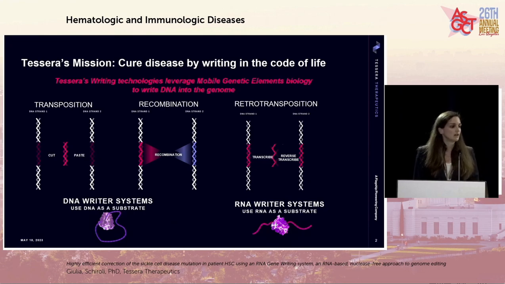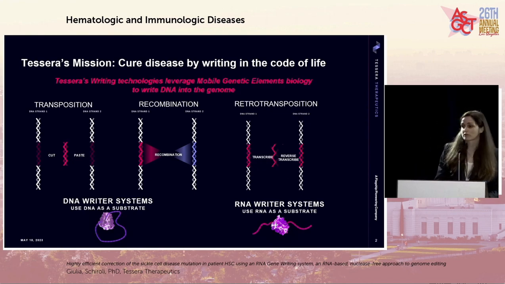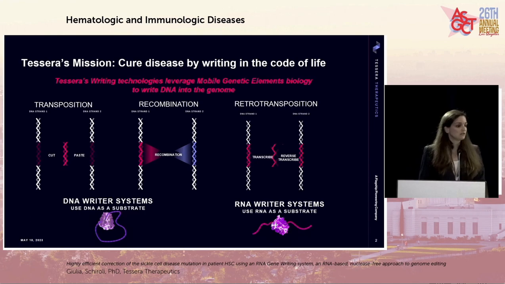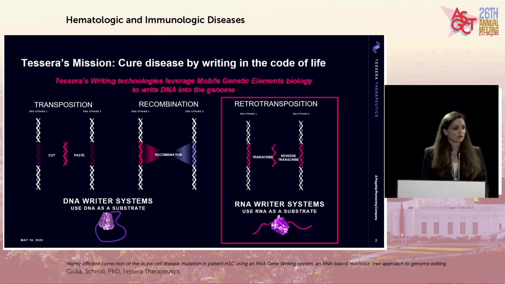Some of them use DNA as substrate, and some others, such as non-LTR retrotransposons, use an intermediate of RNA where transcription happens and then reverse transcription. This then enables the integration of the cDNA. At Tessera, we engineer both of these platforms, but for today's talk, we will focus on the RNA gene writing system, since this platform is the most amenable for non-viral in vivo delivery.